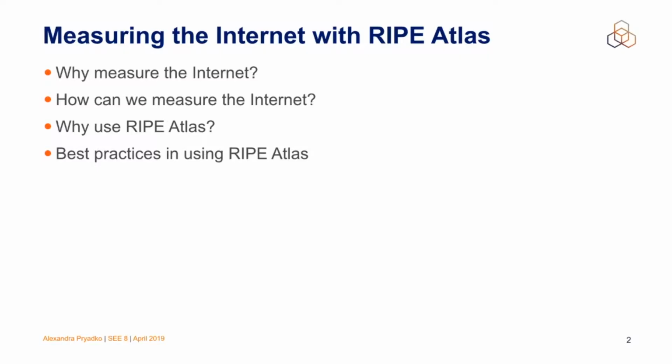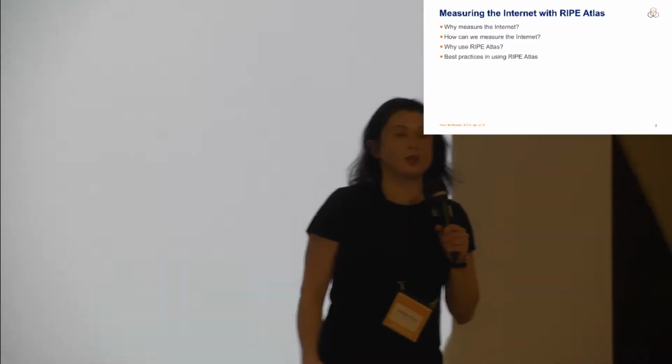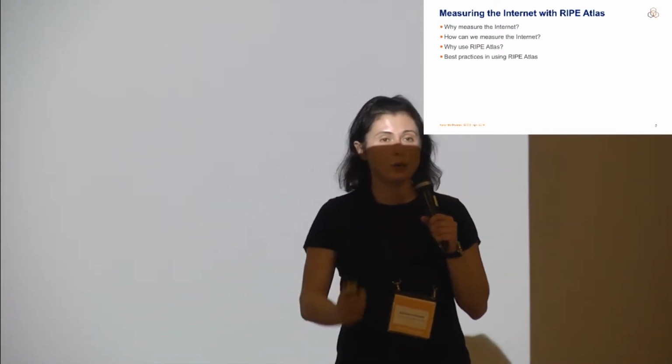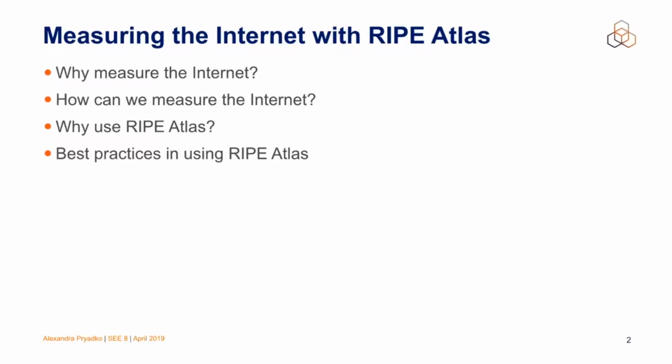So let's talk about the measurements of the internet. Why do we need to measure the internet? What is the point of measuring the internet? We're going to talk about how we can measure the internet, and why to use RIPE Atlas, in which cases, and we're going to have a couple of demos about use cases of RIPE Atlas. This is also for people who already know what RIPE Atlas is, but just really want to start using it.